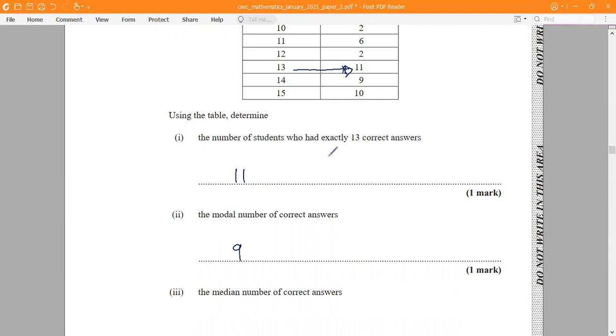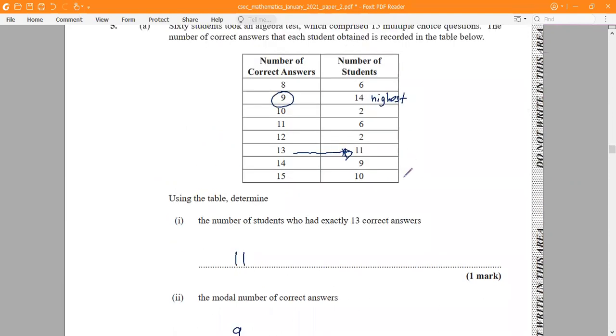And the median number of correct answers. What we do is we add up the frequencies to find out how many students in all wrote the exam. 6 plus 14 plus 2 plus 6 plus 2 plus 11 plus 9 plus 10. And we get 60. So therefore, this is an even number of data.